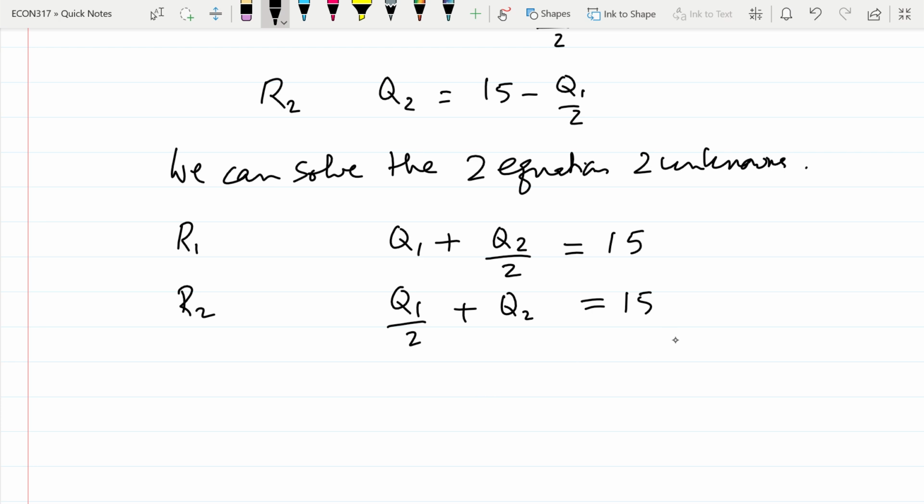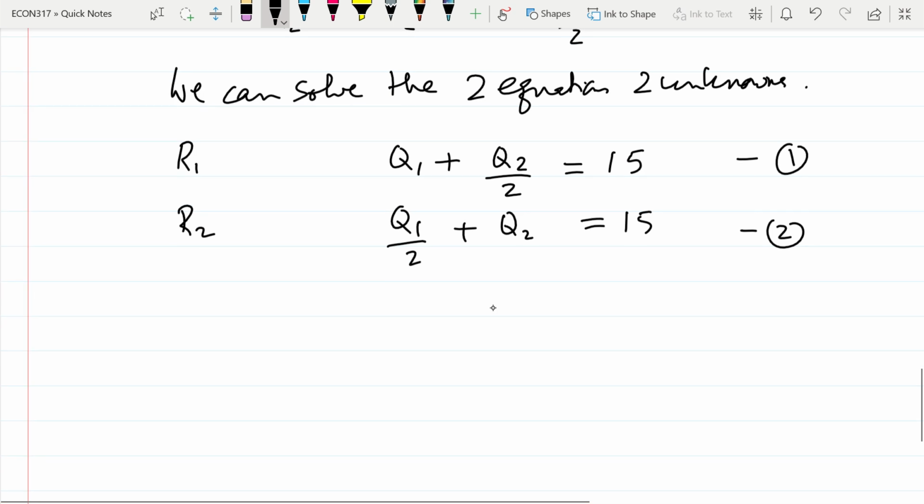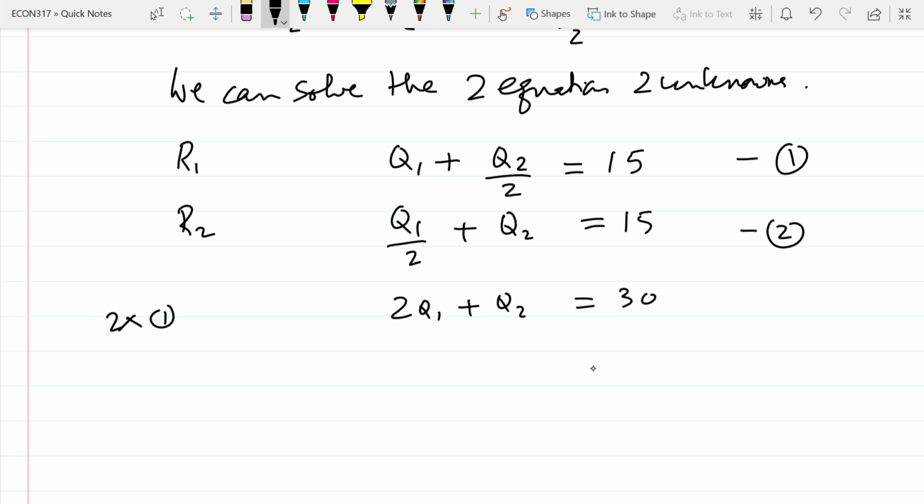For example, let's multiply, so I will label them. This is equation 1, this is equation 2. Let's multiply the first equation by 2. So now I will multiply each term in the first equation by 2. So what do I get? 2Q1 plus Q2 equal to 30. I will write the second equation as it is. So I have Q1 over 2 plus Q2 equal to 15.